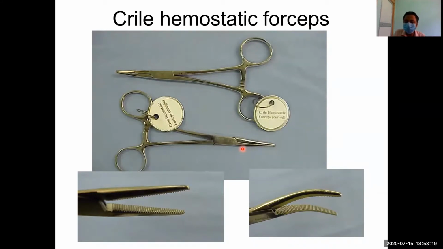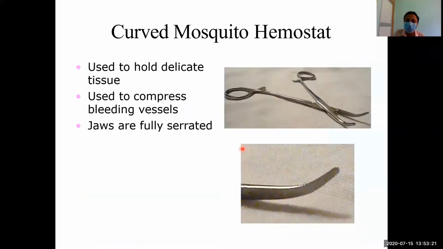Basically speaking, there are 3 or 4 types of hemostatic forceps that we use in surgical practice. The most commonly and widely used is Spencer Wells hemostatic forceps. Generally we will use Spencer Wells or Kelly's. Most of the hemostatic forceps available in our setup are Spencer Wells hemostatic forceps or Kelly's. So how will you differentiate Spencer Wells and Kelly's?